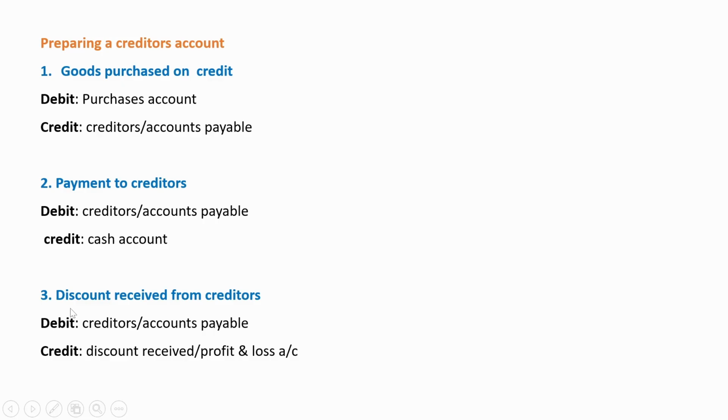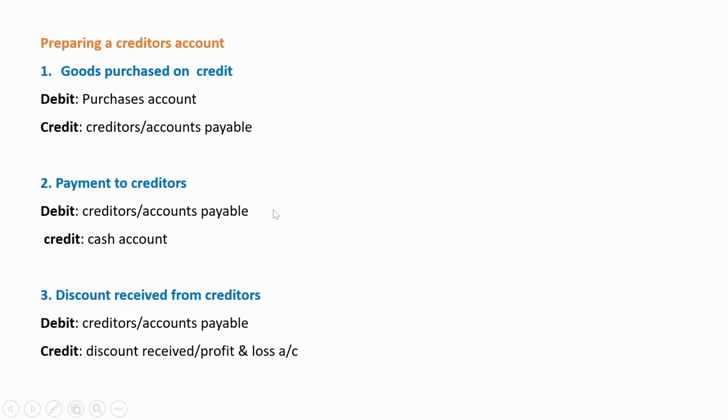Number three, discount received from creditors. If you do receive discount from creditors, it means the amount you are supposed to pay them has reduced. And when the creditors reduce, we debit. So you're going to debit creditors accounts or the accounts payable, and then you credit the discount received or the profit and loss account.